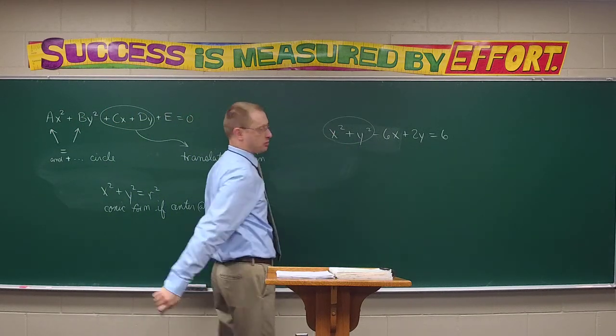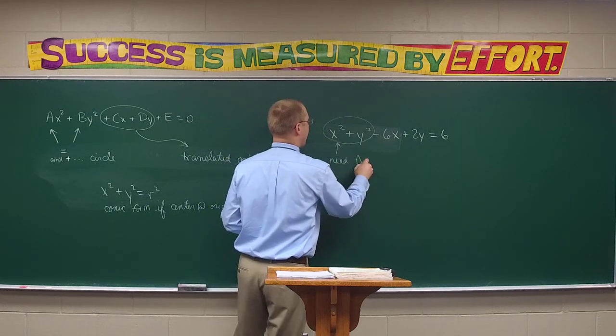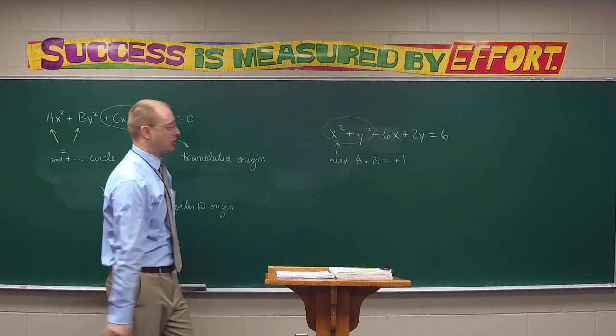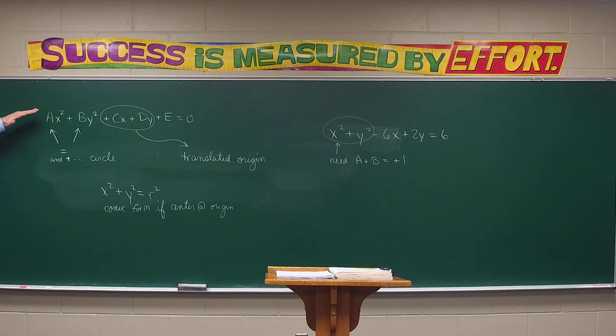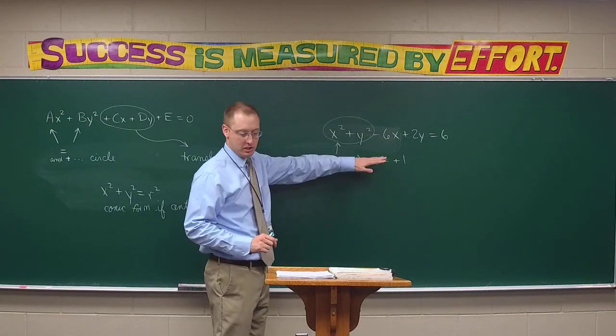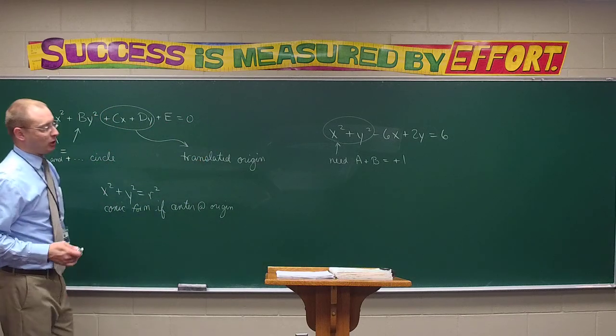The x squared plus y squared is the giveaway. In fact, if you'll jot this down, you need a and b to equal positive 1. Now, technically, if they're at least positive and equal, in fact, one could argue if they're both negative, then you could just change the signs anyway, so you could make them positive, right? So really, as long as they're equal, you've got a circle, but you really need them to be a positive 1 in each case. I can tell by looking it's a circle.